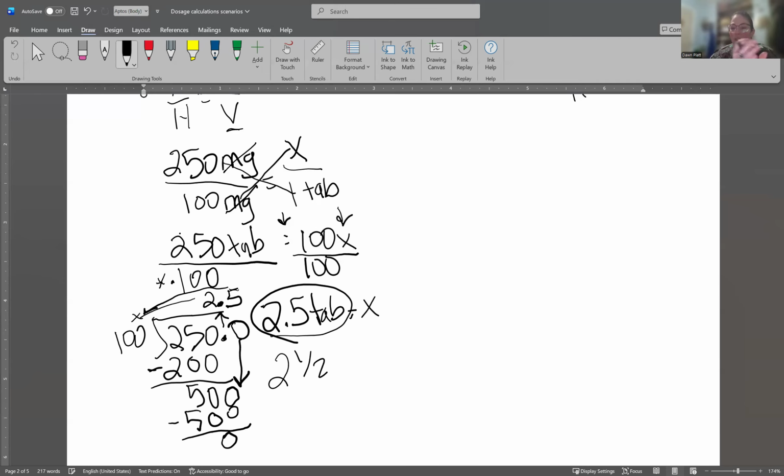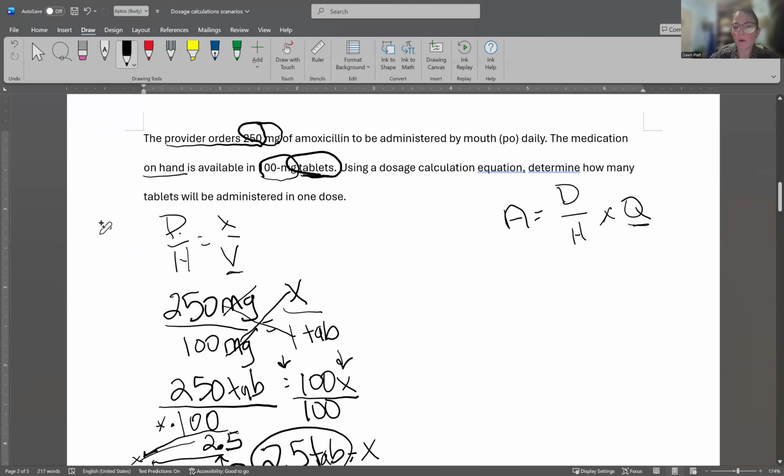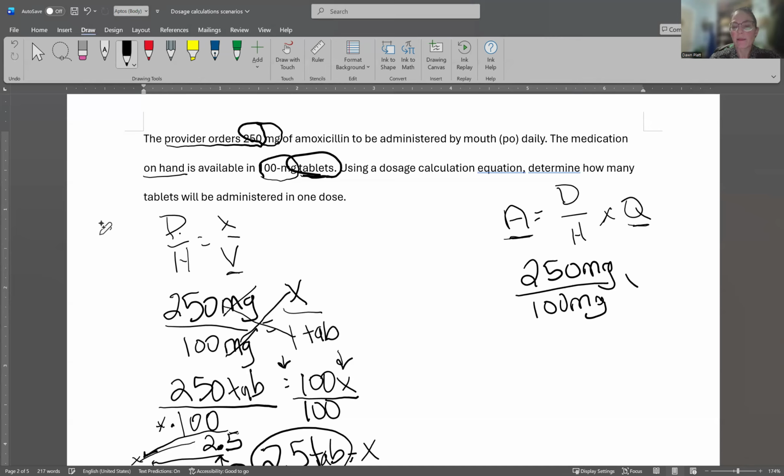So your answer is 2.5 tabs, because you're going to break one in half as long as it's scored in the middle. And going back to the other equation, it's still the same concept. We're solving for A, using D over H times Q, and we know what they mean. So D is that 250 milligrams, H is the 100 milligrams, times the vehicle, the quantity, how we're going to administer it, 1 tab.